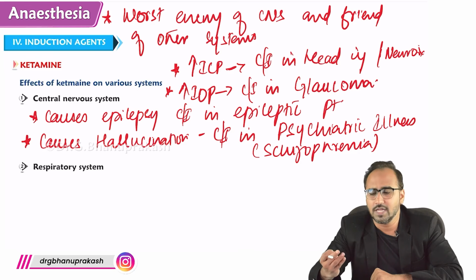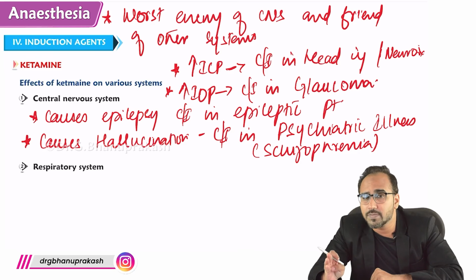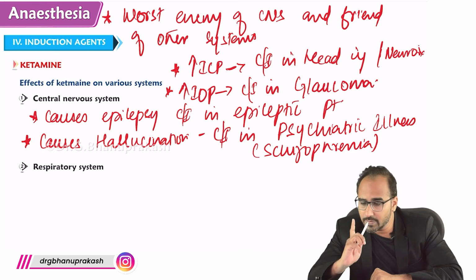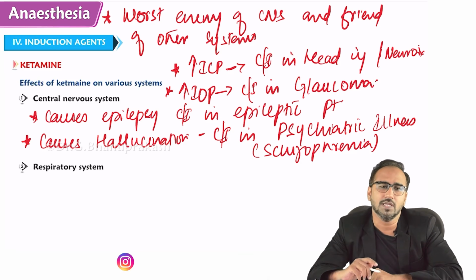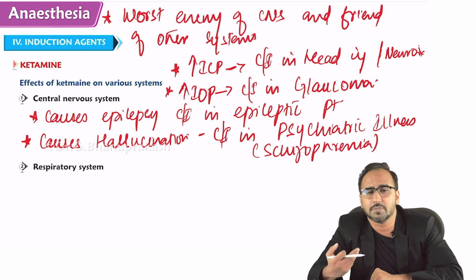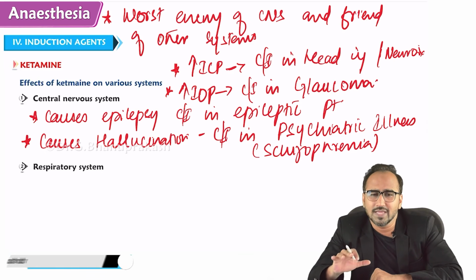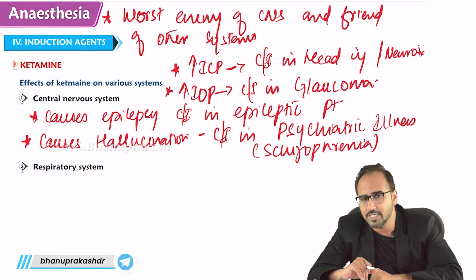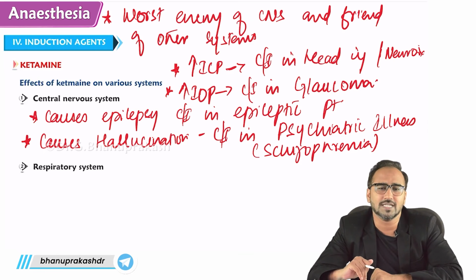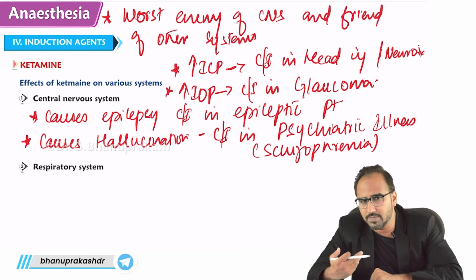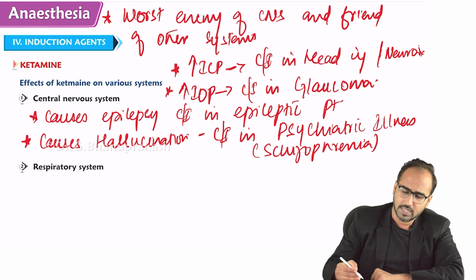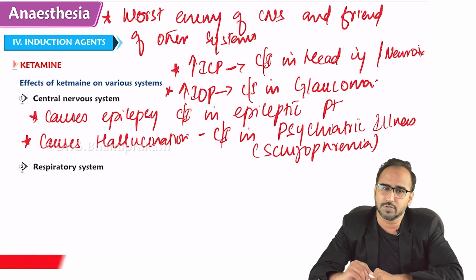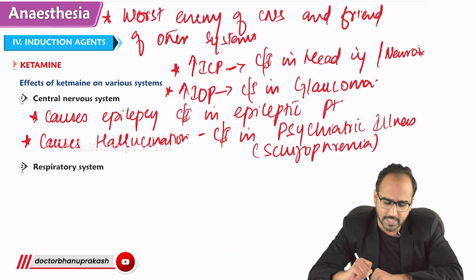The patient will have not only hallucination, some patients will have delusion. Some will have nystagmus, which is to-and-fro movement of the eyeball. Some will have confusion. Some will have fear. All these reactions are called emergence reaction. So as the patient is recovering from the effect of ketamine, the patient will have emergence reaction, right? So it is avoided in patients suffering with schizophrenia. It is contraindicated in schizophrenia.